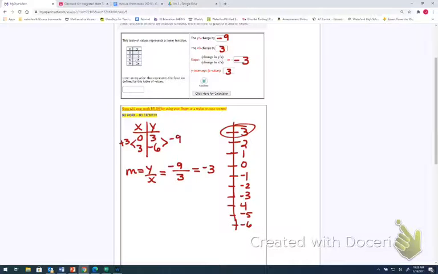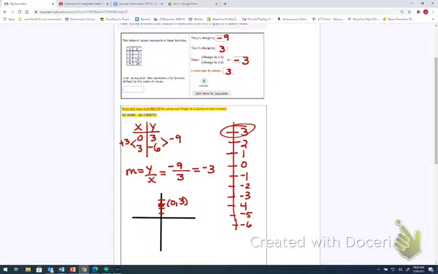Now, I just really briefly want to show you why that's true. So if I draw a little graph, a little xy axis, okay? I want you to notice that if I put a dot on the y-axis, like right here at 3, that point is 0, 3. So the x is always 0 when you're on the y-axis.